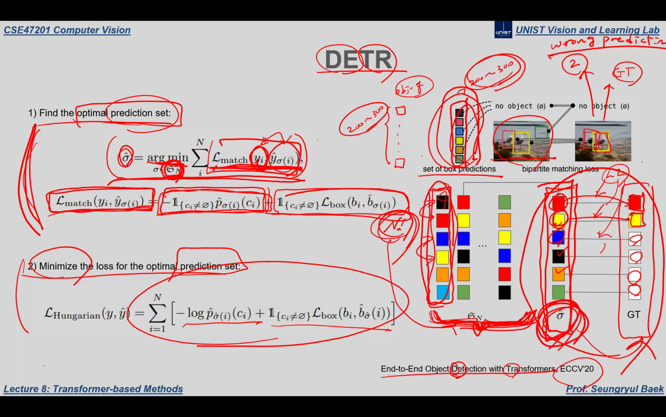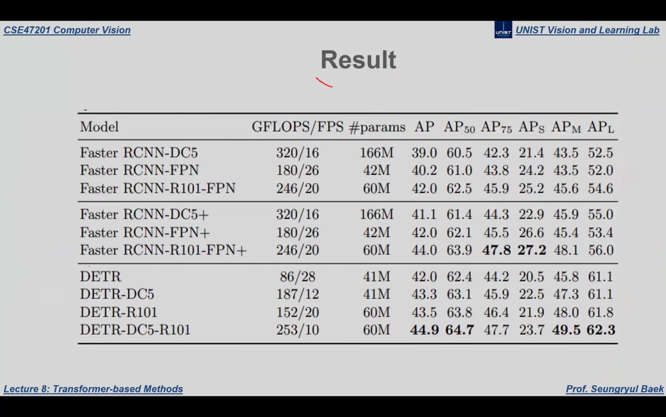And compared to Faster R-CNN, which is the best CNN-based object detector, DETR is producing a very good result. Okay, that is the result.